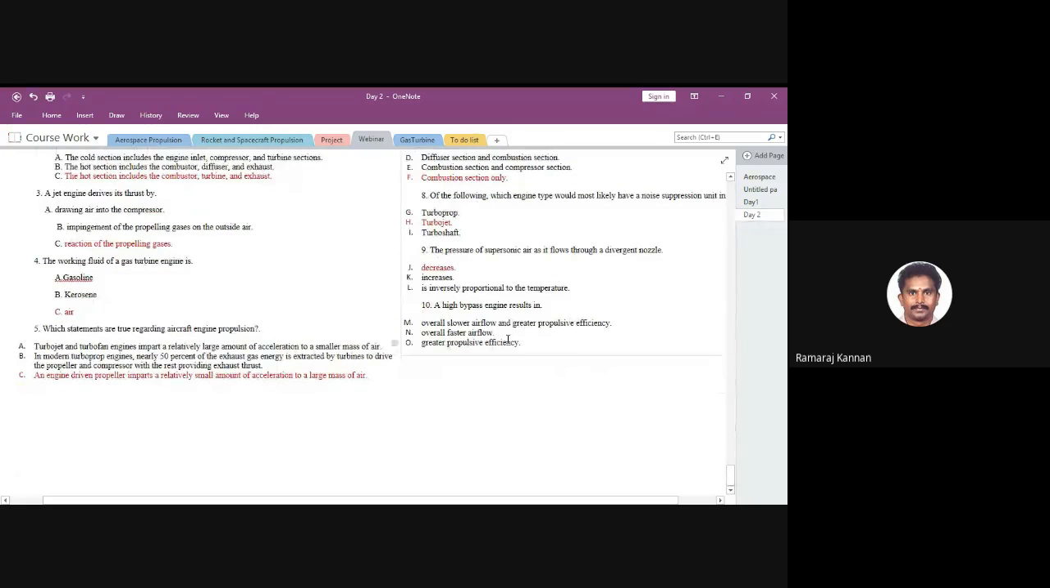A high bypass engine results in what? Overall slower airflow and greater propulsion efficiency.